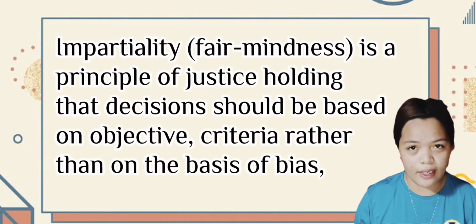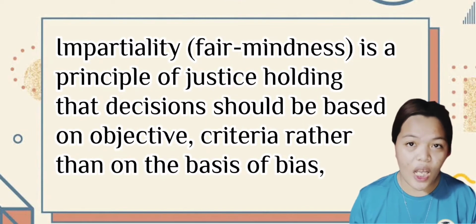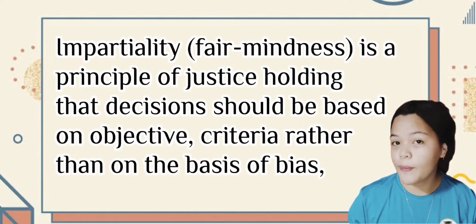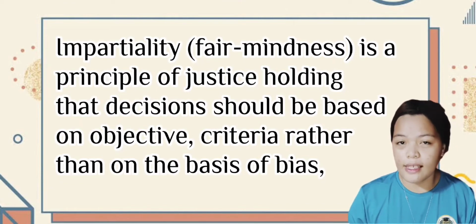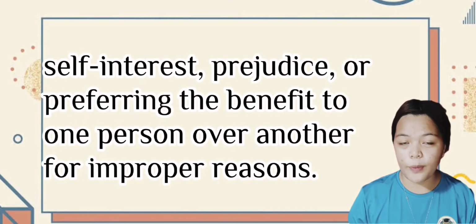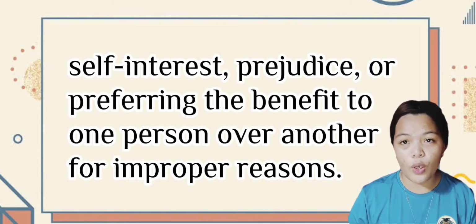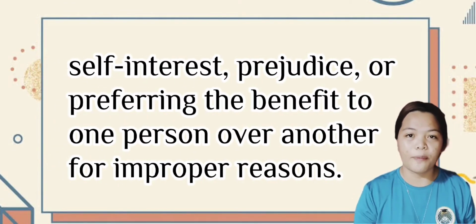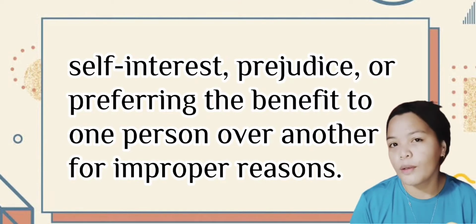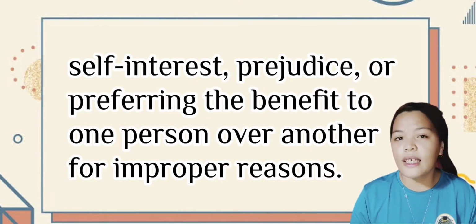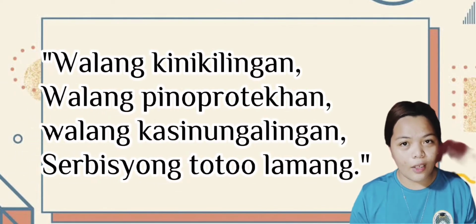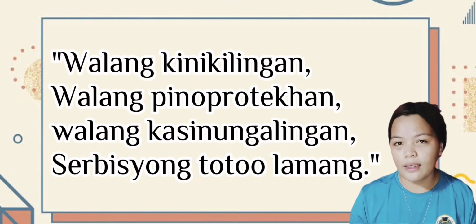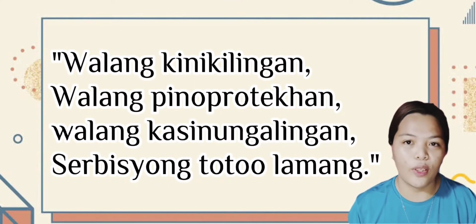Impartiality, or fair-mindedness, is a principle of justice, holding that decisions should be based on objective criteria rather than on the basis of bias, self-interest, prejudice, or preferring the benefit of one person over another for improper reasons. The best example of being impartial is the tagline of GMA News: walang kinikilingan, walang pinoprotektahan, walang kasinungalingan, serbisyo totoo lamang. So that is you being impartial.